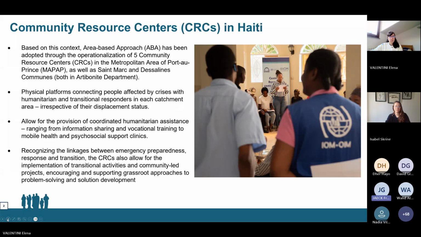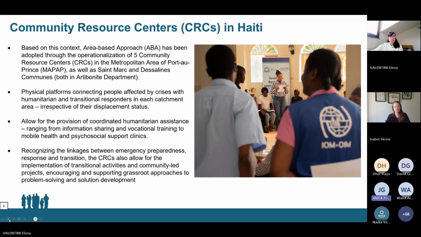In general, basically, these CRCs are physical platforms that connect people affected by crises with humanitarian and transitional responders in a given catchment area. Very important to note that the CRCs don't only serve IDPs. They would serve any population group living in a catchment area, irrespective of their status. So host communities, internally displaced people, deportees, because we have a lot of deportations from the Dominican Republic for the time being, and a lot of these deportees find themselves stranded at the border with DR, and host communities and so on.